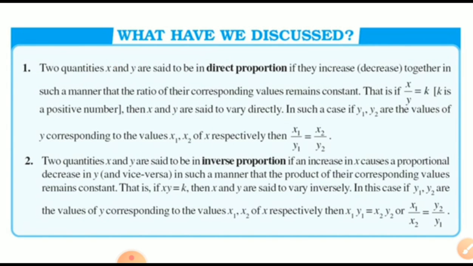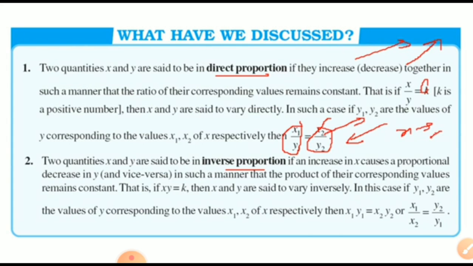Now let's revise our full lesson, what we have discussed. Two quantities x and y are said to be in direct proportion if they are increasing or decreasing together in such a manner that the ratio of their corresponding values remains constant. That is, x upon y is equal to k, k is a positive number. Then x and y are said to vary directly. In such a case, y1, y2 are the values of y corresponding to the values x1, x2 of x, represented by x1 upon y1 is equal to x2 upon y2.